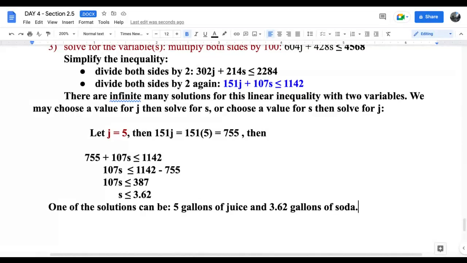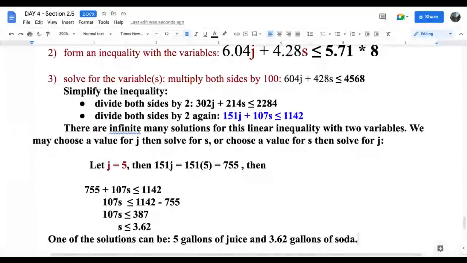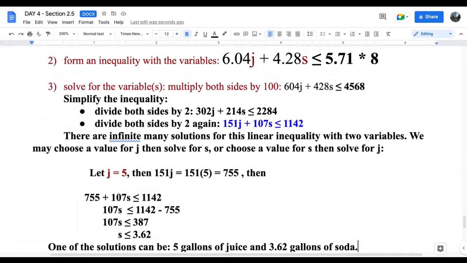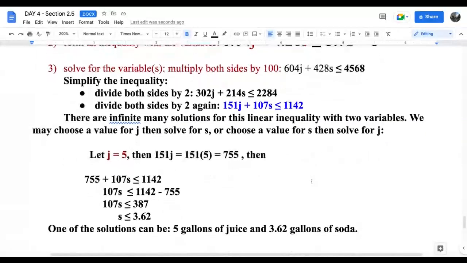Anyone has any questions? That's about solving inequalities. Any comments or questions?